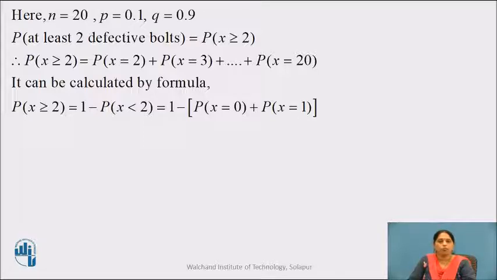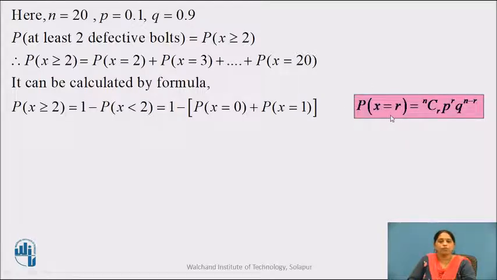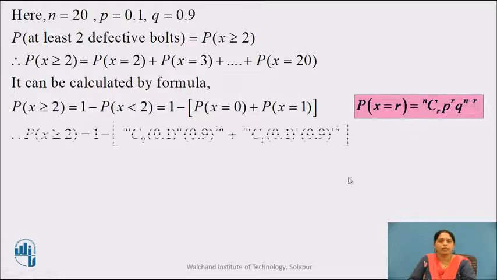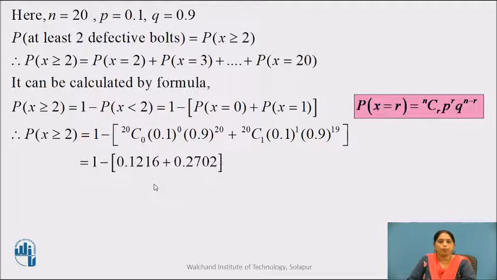I hope you all have calculated the probabilities. Let us substitute it in the equation. Using the formula probability of x equals r equals nCr p raised to r q raised to n minus r, we get the probability for x greater than or equal to 2 as 1 minus the bracket 0.1216 plus 0.2702, which gives us the solution as 0.6082. That is the probability of x greater than or equal to 2.